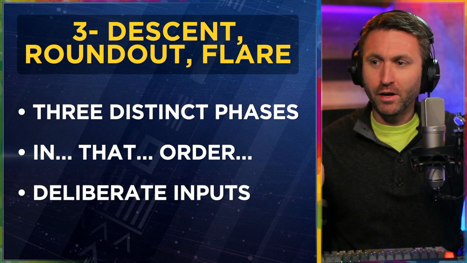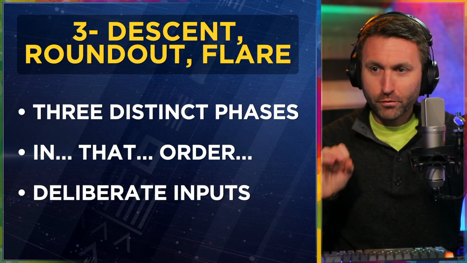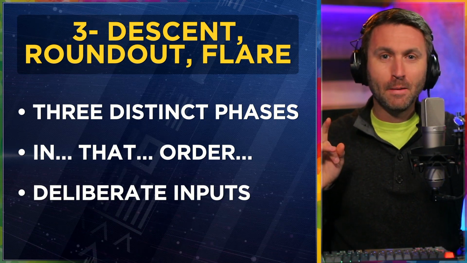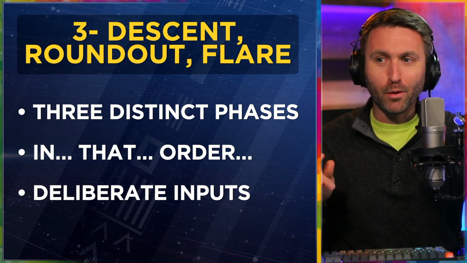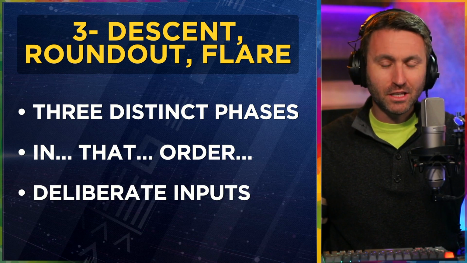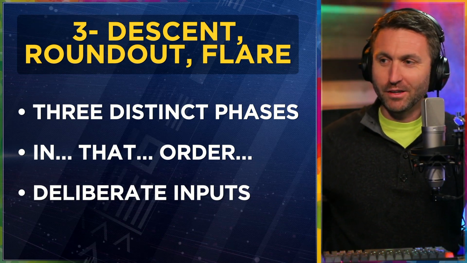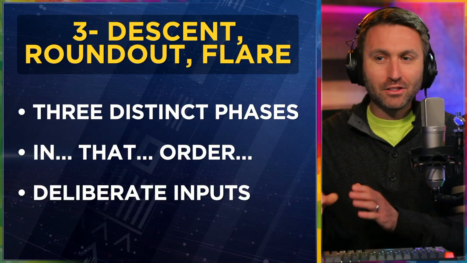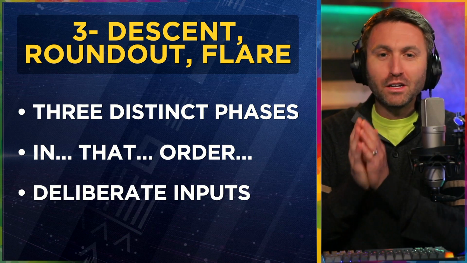Okay, the descent, the round out, and the flare. As we get into our short final here, those are 3 distinct phases, and they need to happen in that order. Because too often, when teaching students, I saw this: a descent that would ultimately kind of level out, then some more descent, and then maybe a round out, but holding it off too long, and then maybe nose down, and I've given up on it. You cannot do that. This has to be very deliberate.